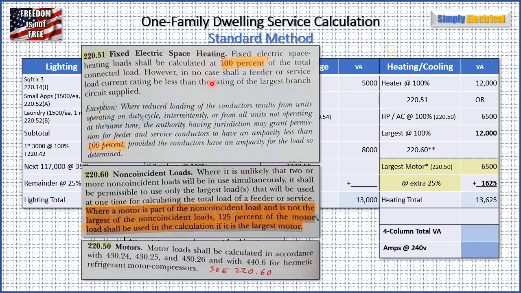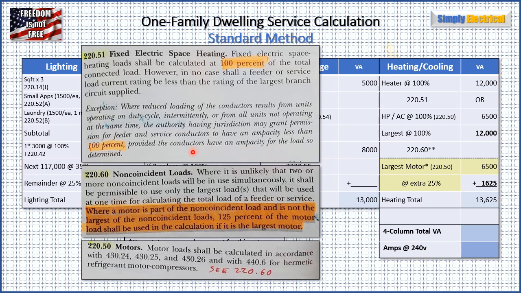So our fixed electric space heating, that means furnace or ceiling heat or wall heat, baseboards, anything like that, whatever it happens to be, that is your fixed electric space heating. So you have to take 100% of that load. Now there's an exception here. It says where reduced loading of the conductors results from units operating on duty cycle, intermittently, or from all units not operating at the same time, the authority having jurisdiction may grant permission for feeder and service conductors to have an ampacity less than 100%, provided the conductors have an ampacity for the load so determined.